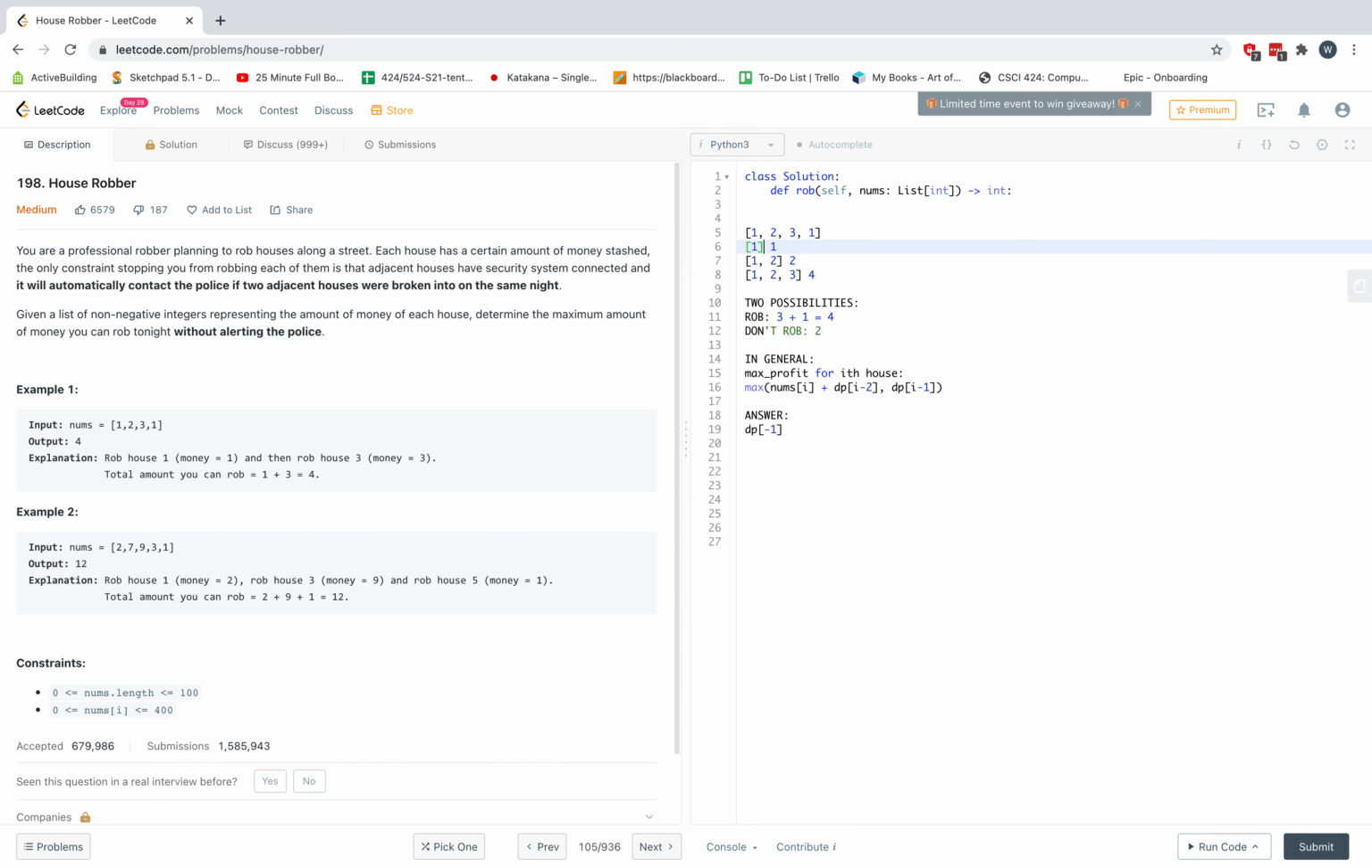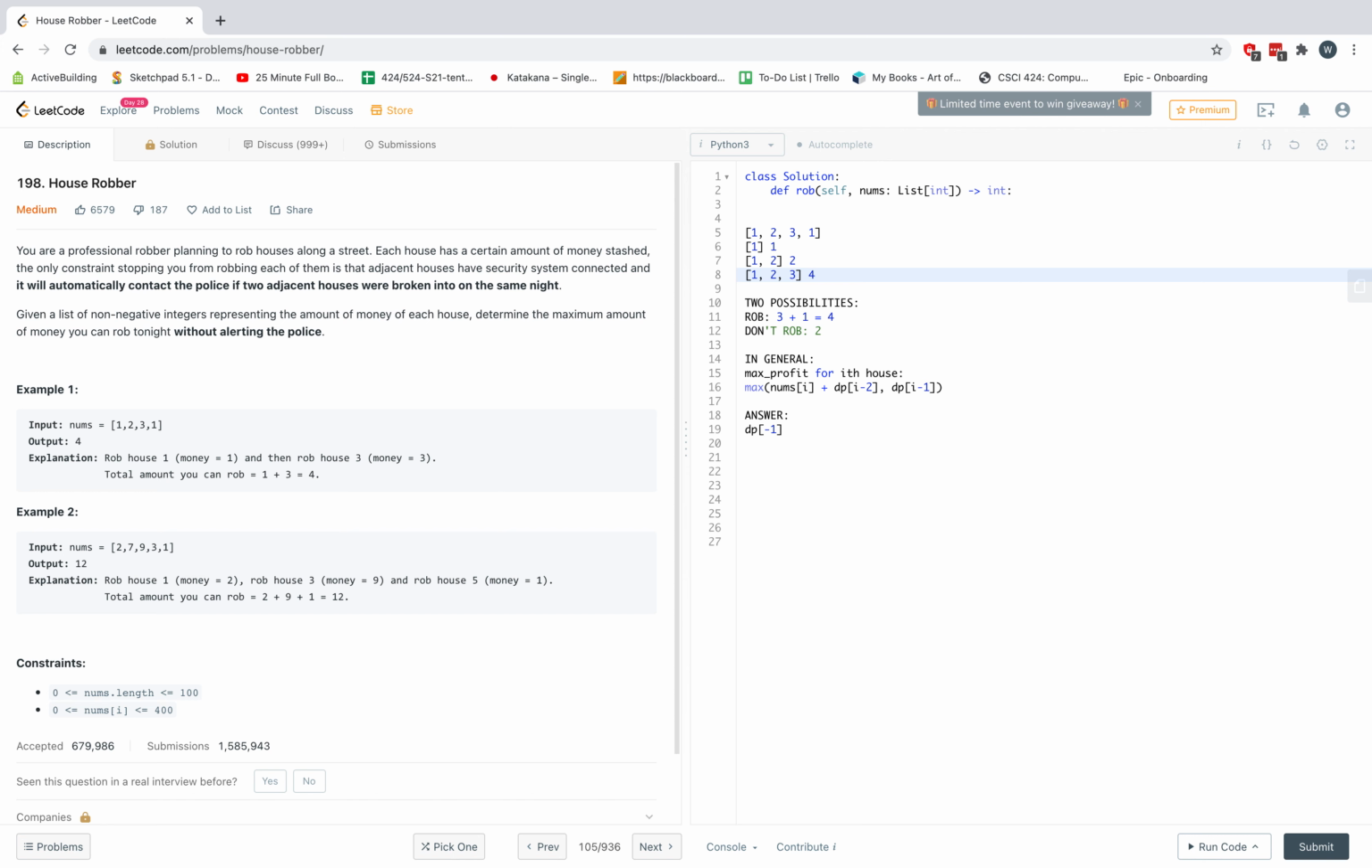For example, what if our robbing spree only ends at the first house? Well, then the maximum profit would be 1. What if we only rob the first 2 houses? Well, then our maximum profit would be 2. What if we only rob the first 3 houses? Well, then we would have to rob house 1, and then we would have to rob house 3, which is a maximum profit of 4.